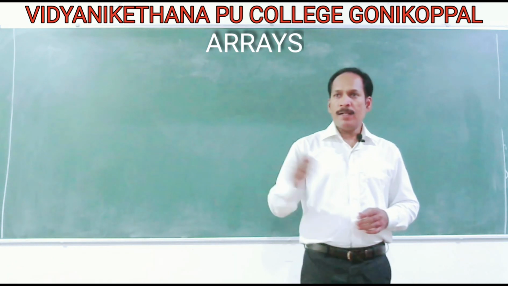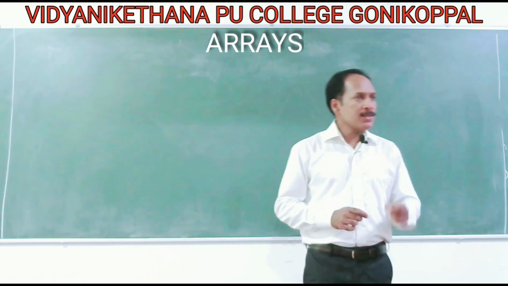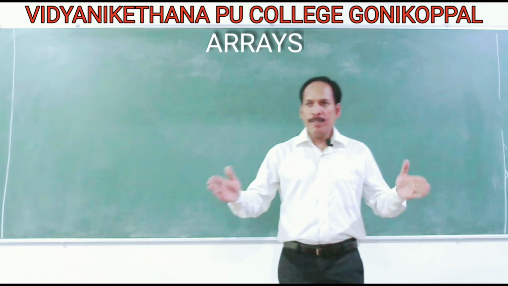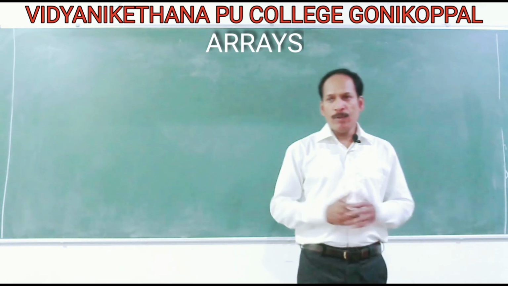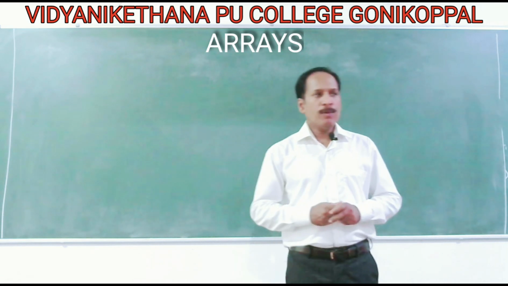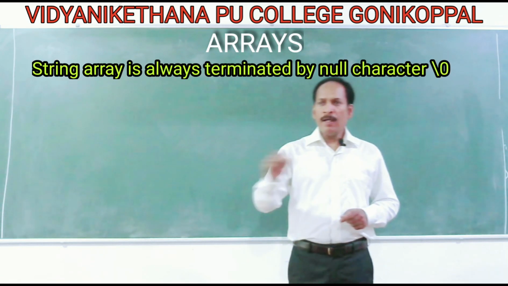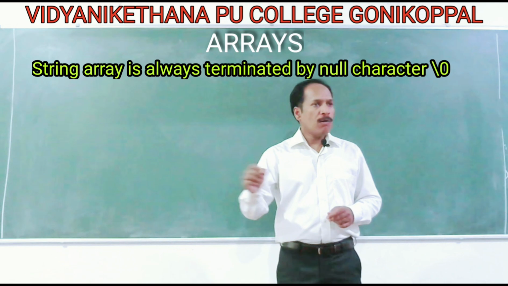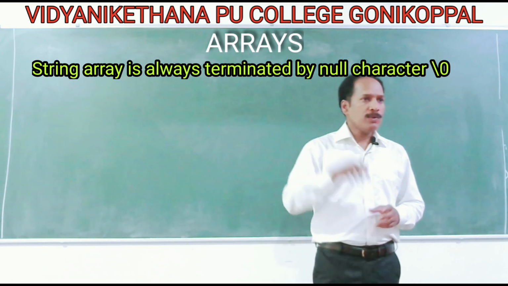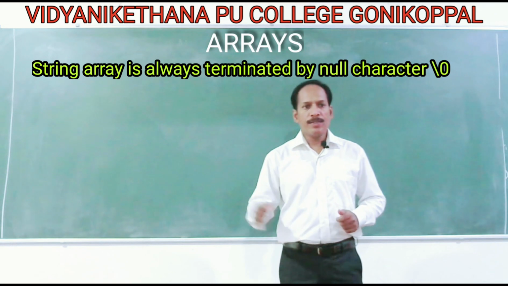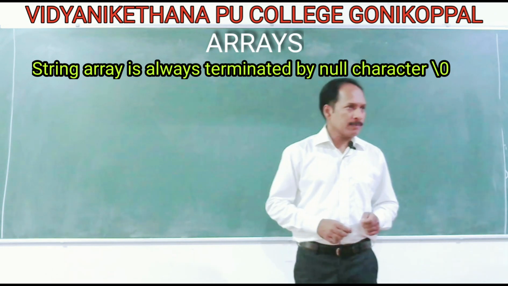So maybe 20, 100, 10,000. You cannot write -10, -5 or something. It should be a positive number because we have that many memory locations. 20 means 20 memory locations. Then, when you have a string, arrays are terminated with a null character. We use \0 to identify the end of the string. We call it a null character.